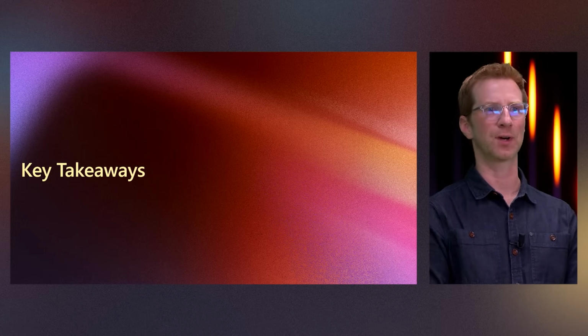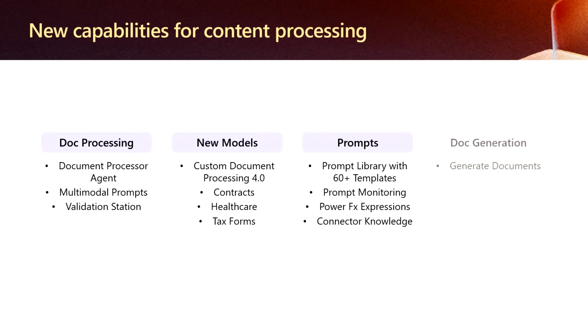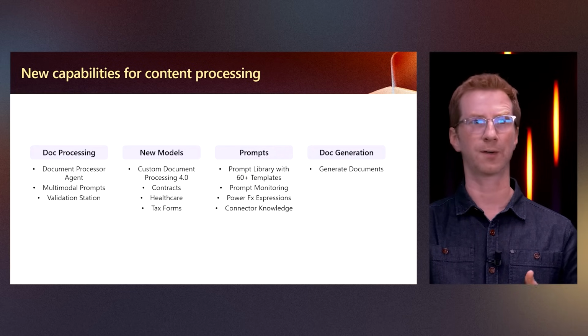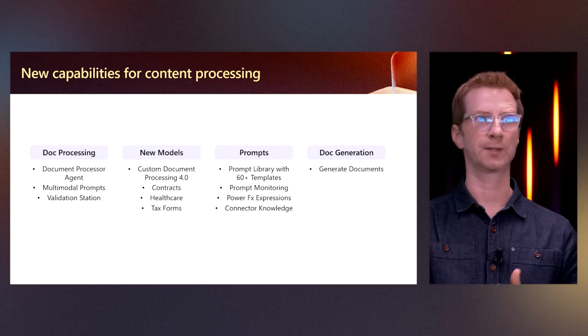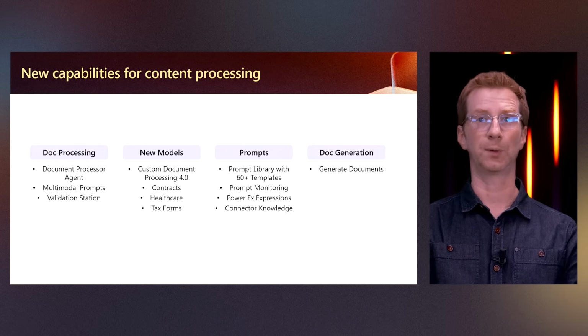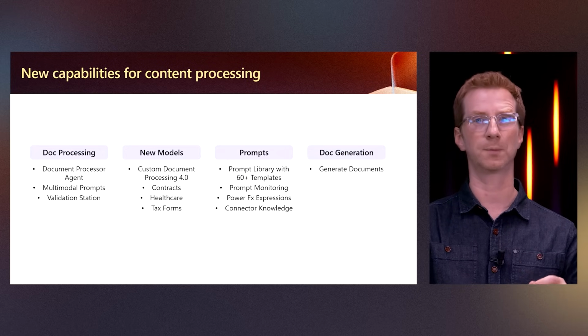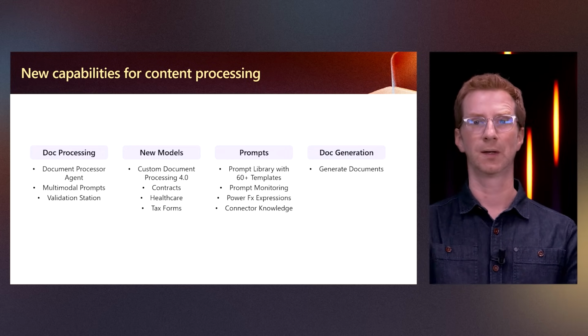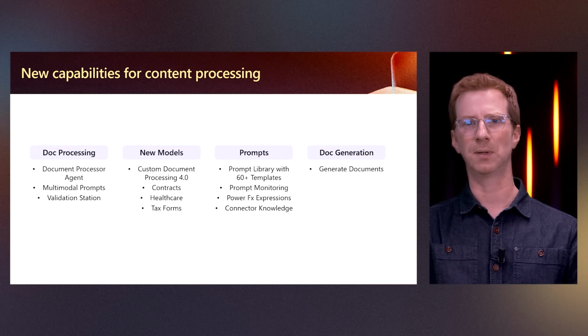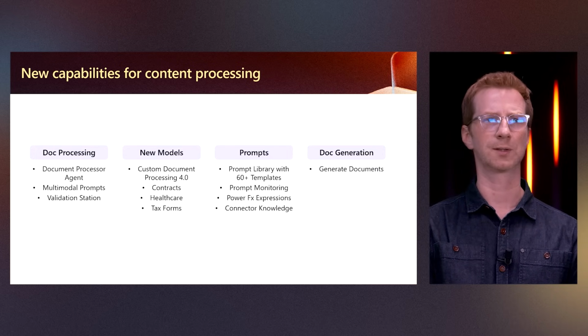I hope you enjoyed all of these demos today and an overview of the latest content processing tools that are now available for you in Copilot Studio, in Power Automate, and Power Apps. We saw lots of new capabilities today, so here's a quick recap. In the document processing space, we saw the new document processor agent to help you create out-of-the-box workflows using an agent. We saw multimodal prompts that are now generally available, so you can use a prompt to process documents and images. We saw a new validation station so that you can be in control of the extracted data of the documents.